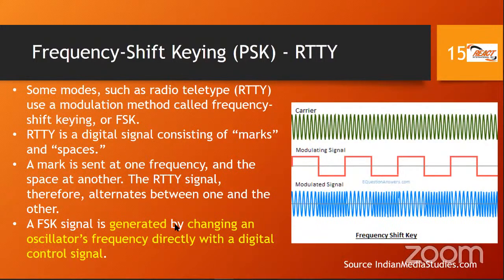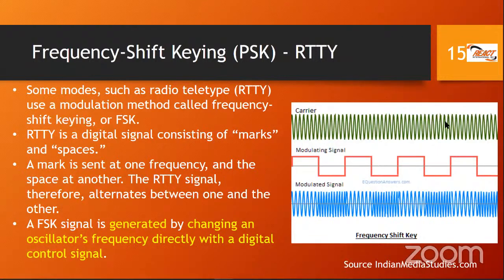An FSK signal is generated by changing an oscillator's frequency directly with a digital control signal. So you need to know this for your exam. How it's generated: you have the oscillator's frequency that is changing, but via a digital control signal. So let's look at it diagrammatically here. So this is frequency shift keying, or FSK.